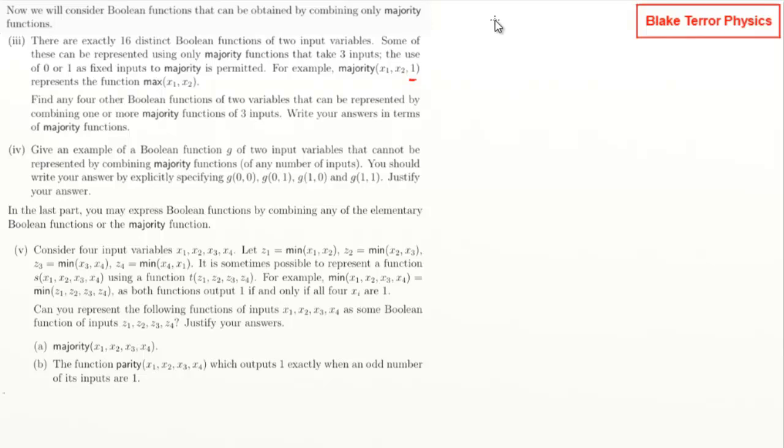We've got 2 input variables, so we've got our function, whatever that is. It's going to do something. With 2 input variables, we can pass in 0, 0, 0, 1, 1, 0, or 1, 1. So we've got 4 different inputs that can come into our function, and out of this, we're going to return a 0 or a 1 for each one of these options. So we've got 4 inputs that are going to give 4 outputs, and each output has 2 possibilities.